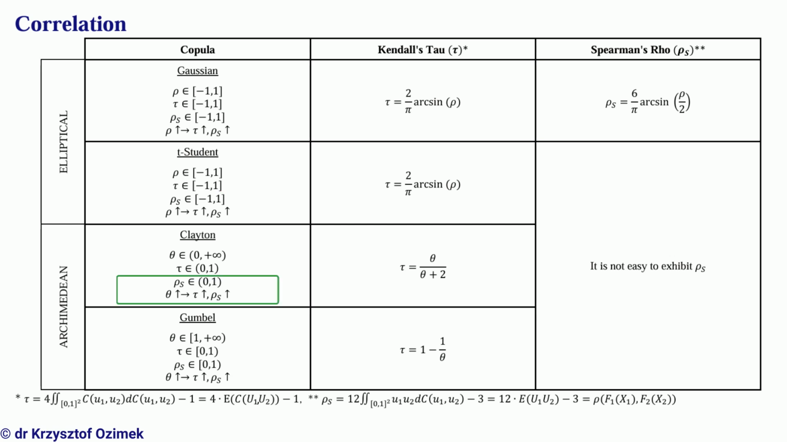For the Clayton copula, an increase in the theta parameter results in an increase in both Kendall's tau and Spearman's rho. These are positive dependencies, meaning that if theta were to decrease, Kendall's tau and Spearman's rho would also decrease. Similarly, for the Gumbel copula, an increase in theta leads to an increase in both Kendall's tau and Spearman's rho.